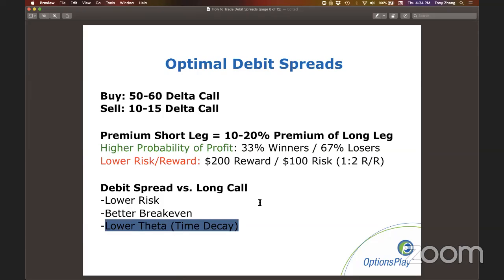The more we can minimize time decay, the more we're able to be in a trade or be exposed to a stock longer, which gives us more opportunity to potentially make profits if we are right on that direction. But at the same time, if we're wrong, we're limiting our risk. And that's really the key to maximizing your profits with debit spreads, this concept of lowering risk and allowing you to stay in a trade for longer so that you have a higher chance of making money on that trade.